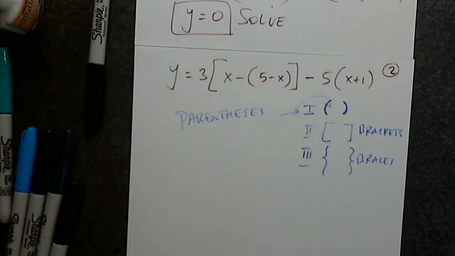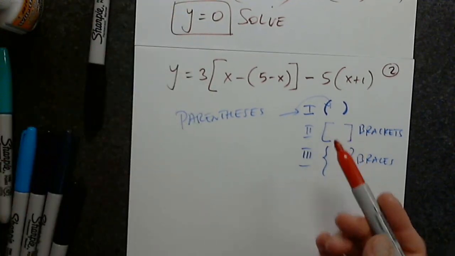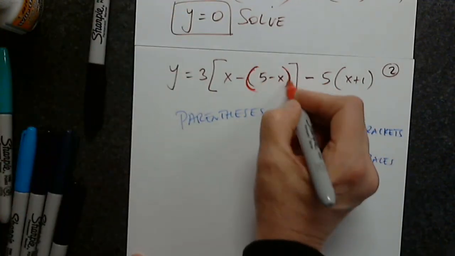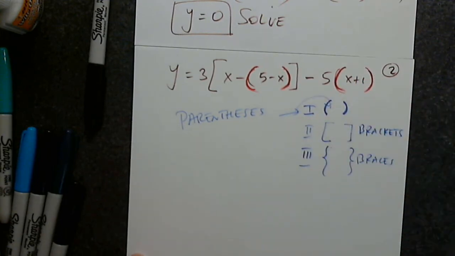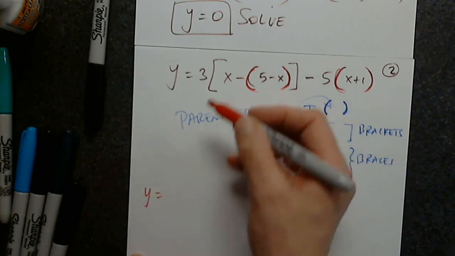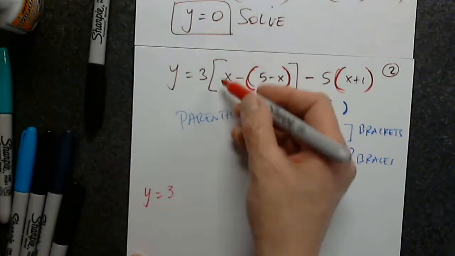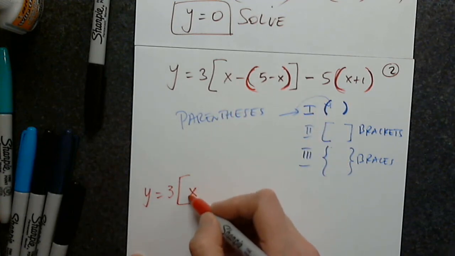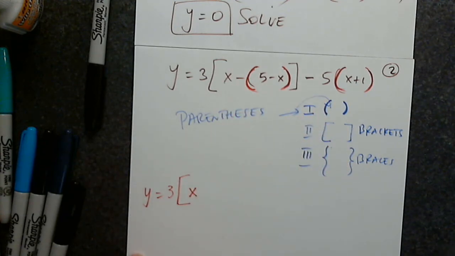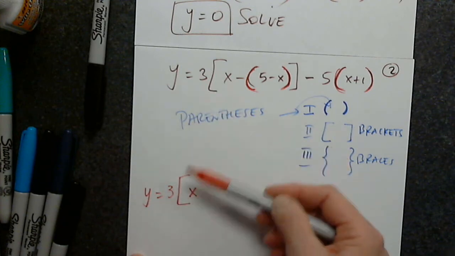Okay. So since I have to eliminate parentheses first, I need to worry about this. And I need to worry about this. So then y equals, I copy the 3. I copy the bracket. I copy the x. So far I didn't do anything. I'm just copying. 3 bracket x.